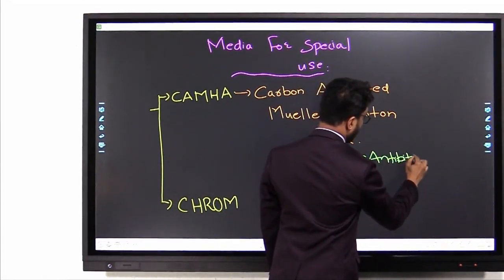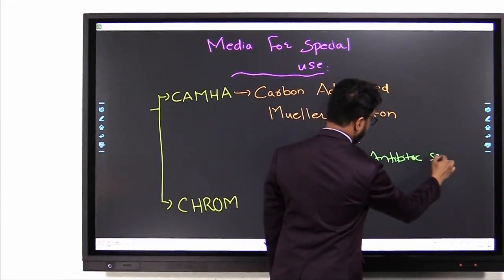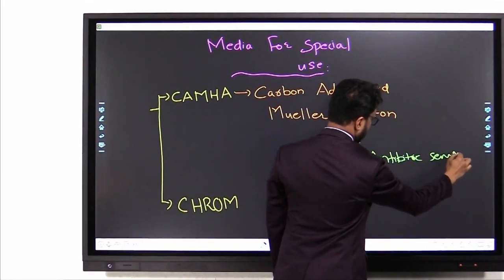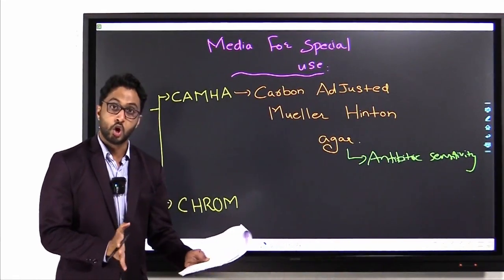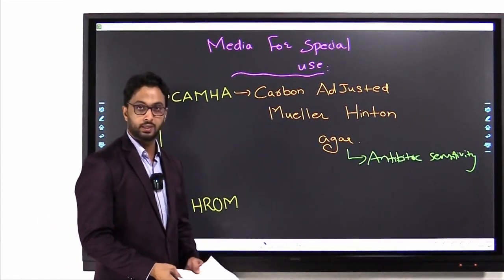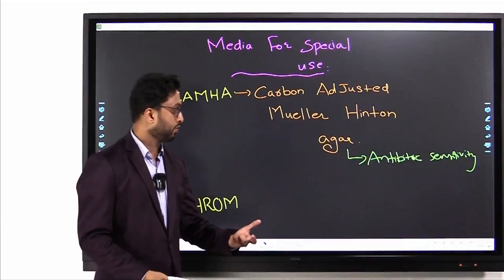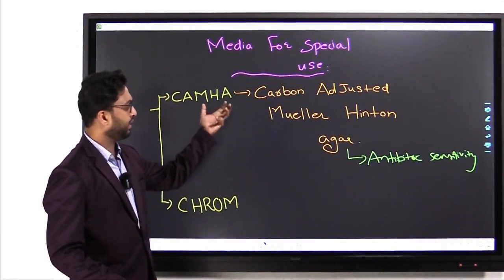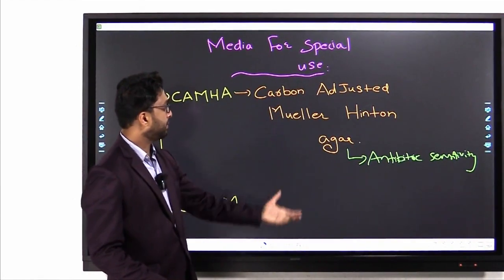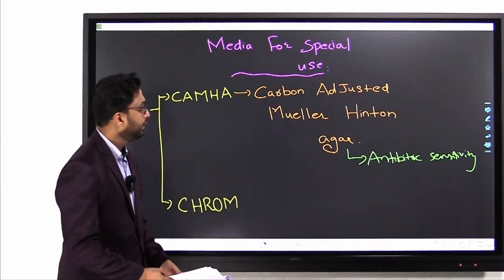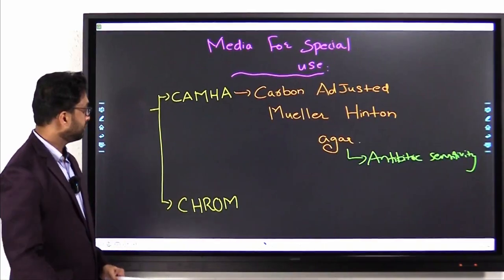Okay, you know what antibiotic sensitivity is. It is to check if a bacterium is resistant or not resistant. Okay, to check if an antibiotic will be effective or not. So for that we have got CAMHA. We can remember that no one is going to ask you the short form or the full form, carbon adjusted Muller-Hinton Agar, which is for antibiotic sensitivity.